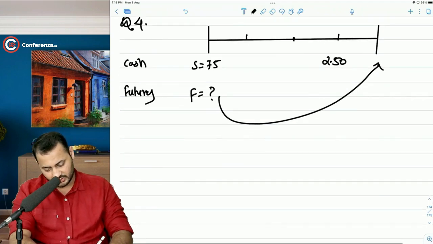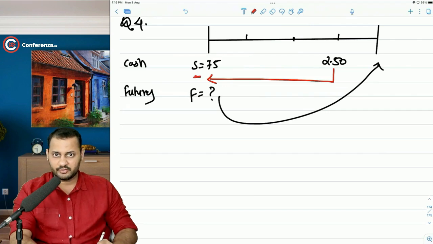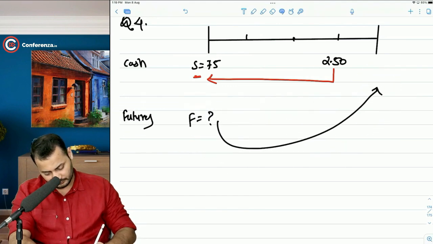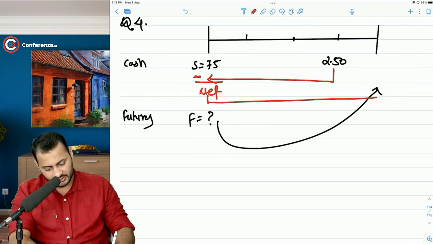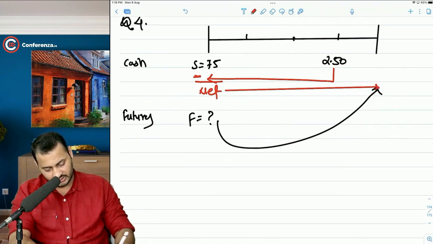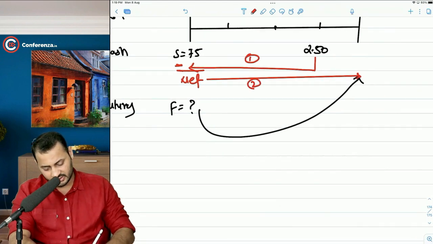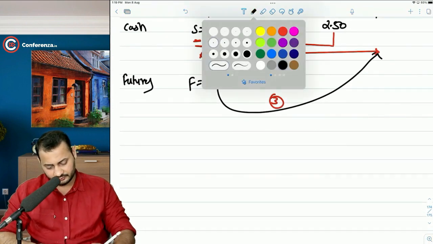So what exactly are we going to do? The first thing is to take this 2.5 to the 0th time. Then we deduct it from the 75, and the net figure will be taken forward till the end of the 4 months. That's it, and this will be your final answer for the forward contract. So the first step, second step, and third step. The third step is automatic. Okay, let's write down.